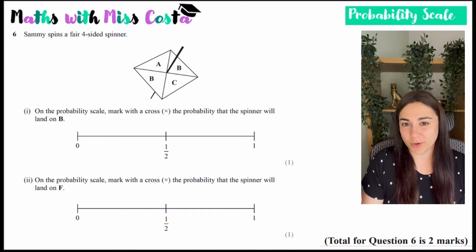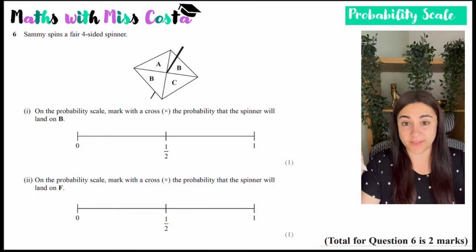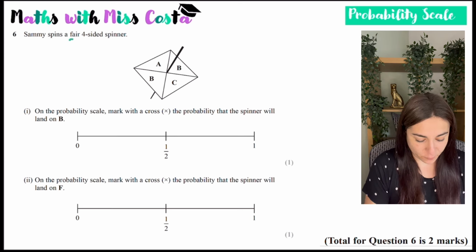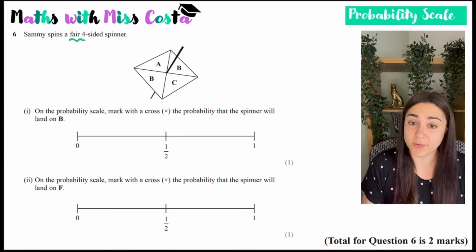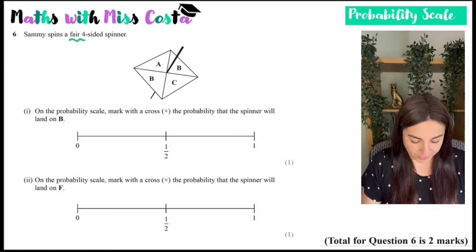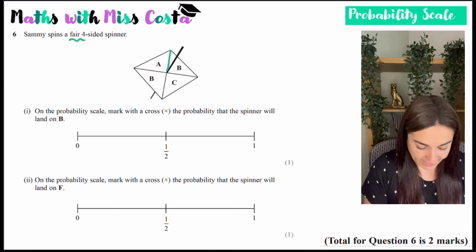So over here I've got a probability scale. A probability scale is literally just saying from no chance to 100% chance, to definite, what's the chance that something will happen. So it's a fair 4-sided spinner, and the fact that it's fair is important. It means that everything has an equal chance of landing. So on the probability scale, mark with a cross the probability that the spinner will land on B.